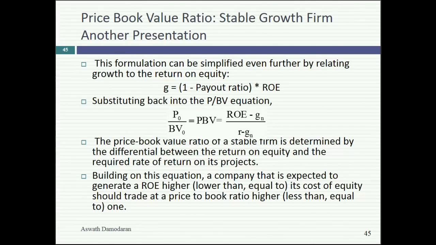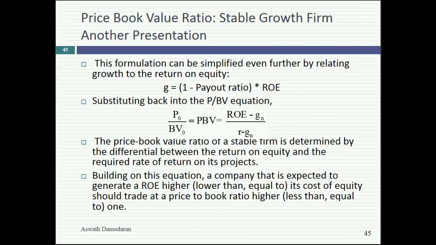So if your company earns a return on equity equal to its cost of equity, your price-to-book ratio will converge on 1. If your company earns a return on equity above its cost of equity, your price-to-book ratio will be higher than 1. And if your return on equity is lower than your cost of equity, your price-to-book ratio will be less than 1. And the more growth you have, the more you magnify this process and cause the differences to widen.